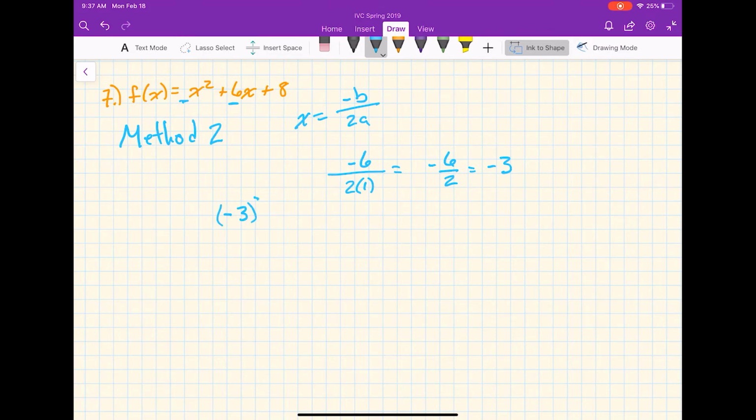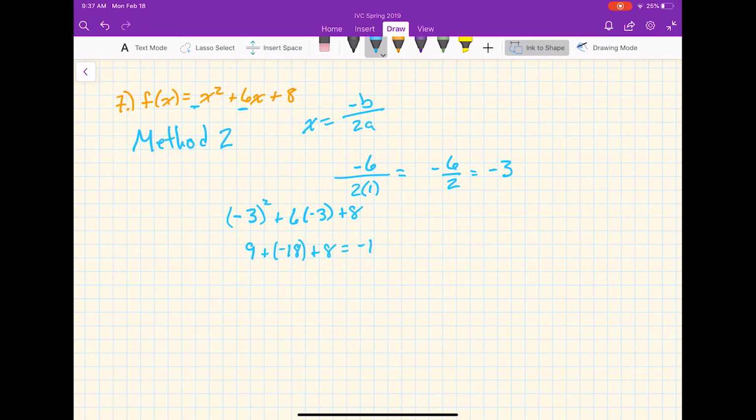Now to find out what the y is, we just plug that into our original equation. So it's negative 3 squared plus 6 times negative 3 plus 8. So negative 3 squared is 9 plus 6 times negative 3, that's going to be negative 18, and plus 8.